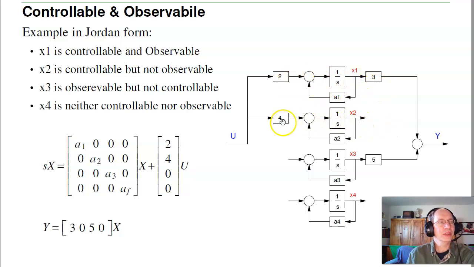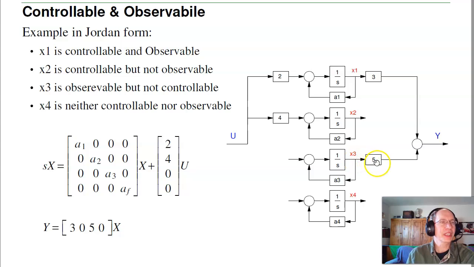State 2 is controllable. The input affects it, but it's not observable. From this output, I can't tell what's happening at x2. And any amount of trickery won't work. I can't differentiate it, integrate it, take the frequency content. There is no information about x2 in y. Hence, it's not observable.